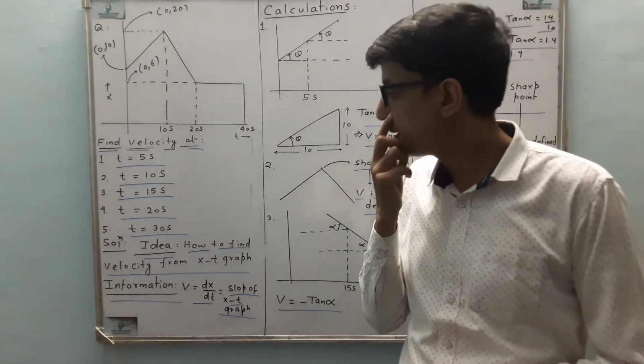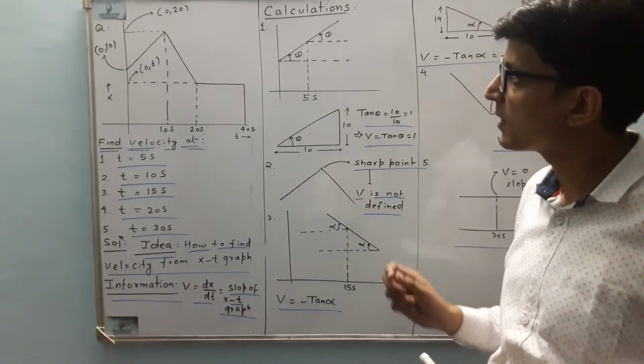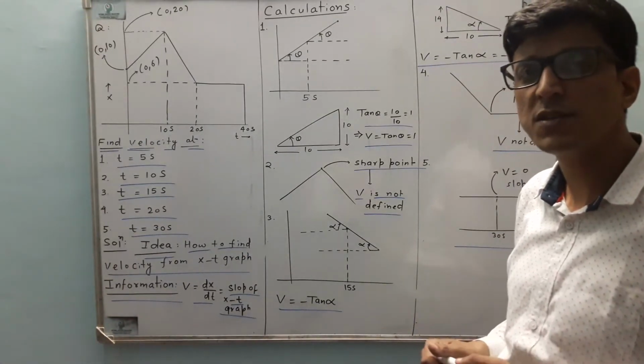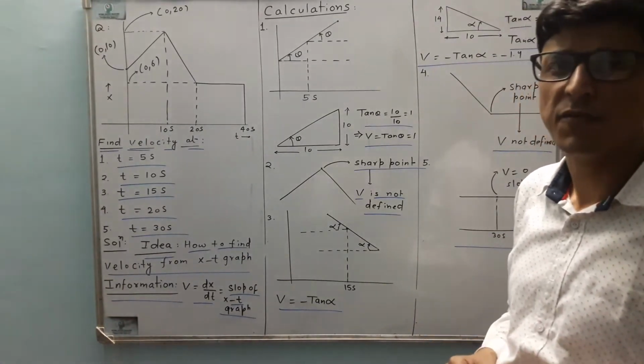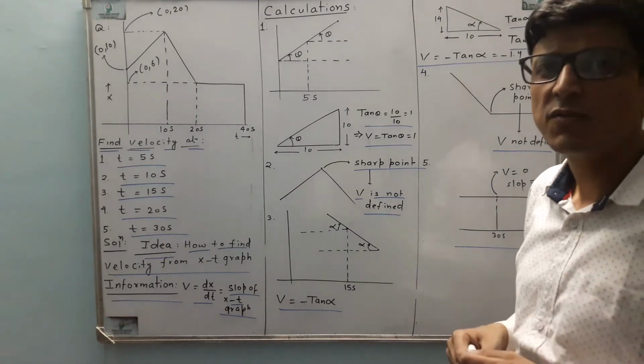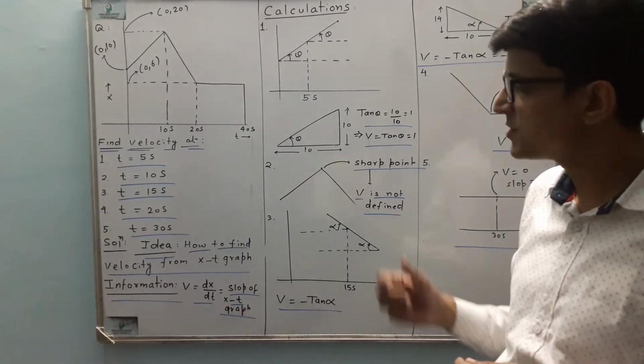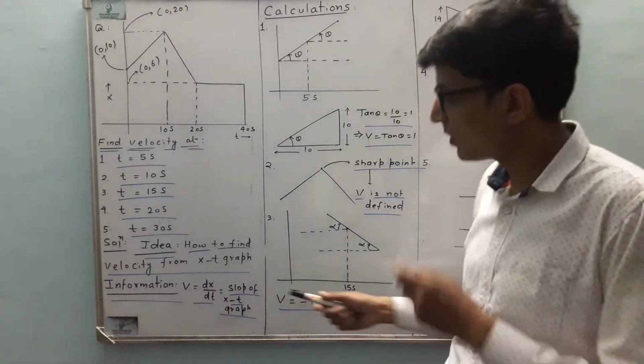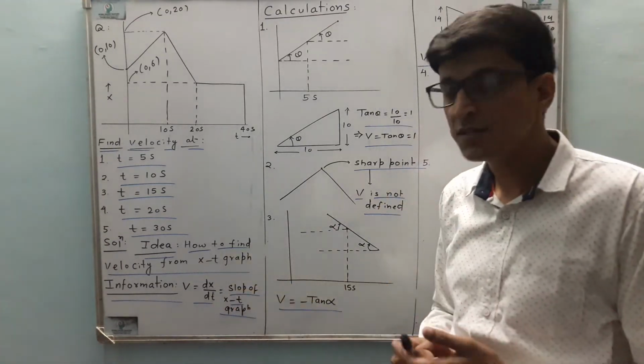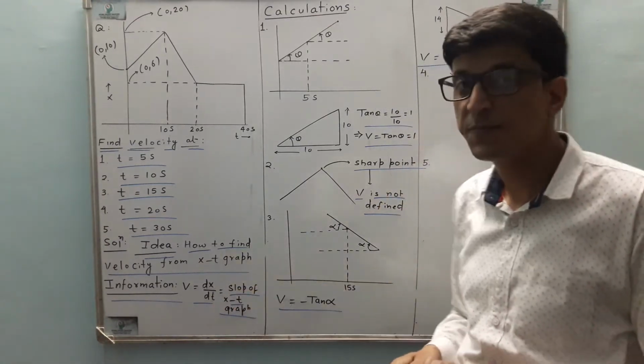Now let's look for the idea. The idea is how to find velocity from position time graph. Now let's rack our brain for the information. What information do we have? So velocity is dx by dt, we know that, which is the slope of the xt graph.